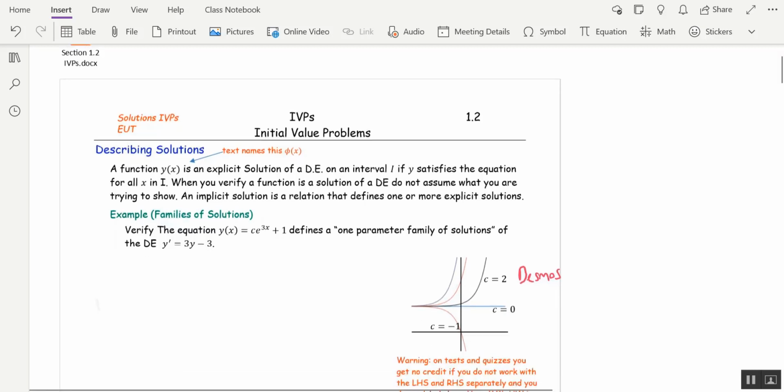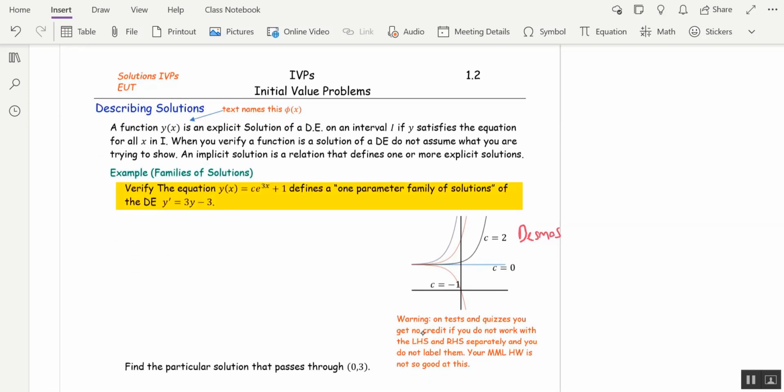Here's an example. Verify the equation y equals c e to the 3x plus 1 defines a one-parameter family of solutions of this differential equation. Now we know that when we solve a differential equation, we're going to pick up some constants. So we're not surprised to see a constant in our family of solutions. So we want to verify that this actually is a solution.